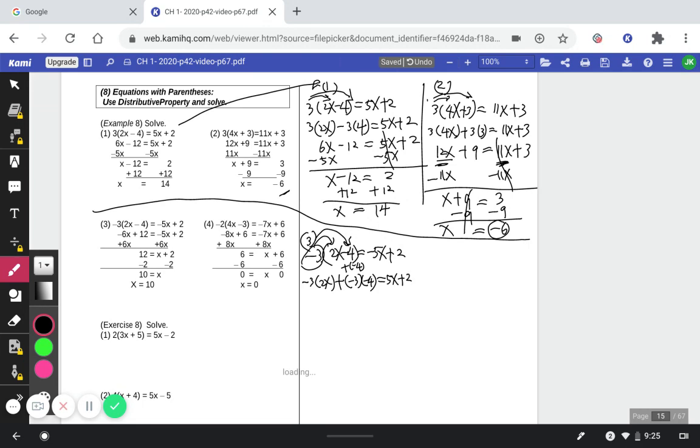So if you simplify further, you get negative 6x plus positive 12 equals 5x. What about the negative 5x? Negative 5x. So if I rewrite this, negative 5x plus 2.